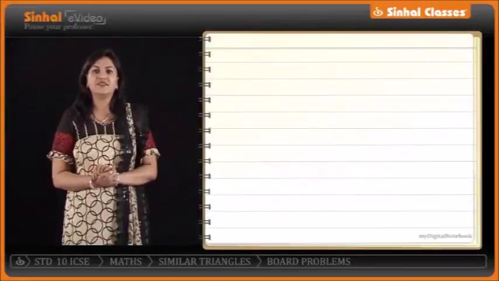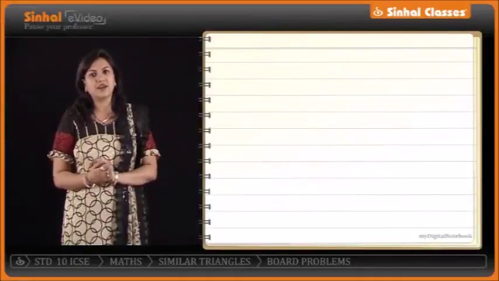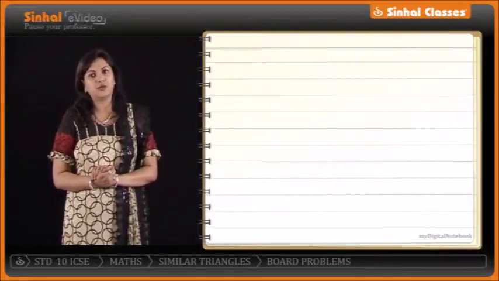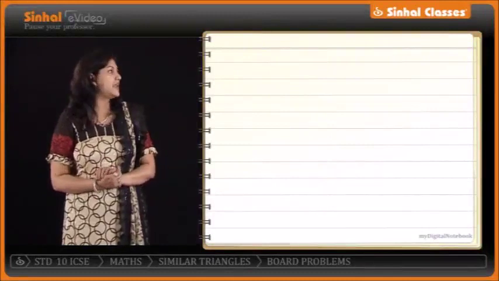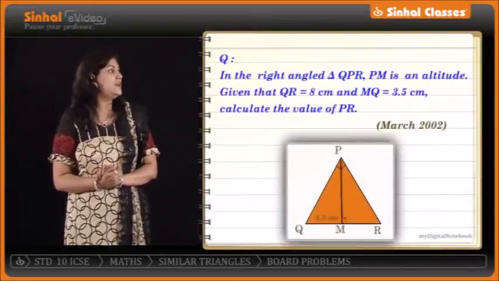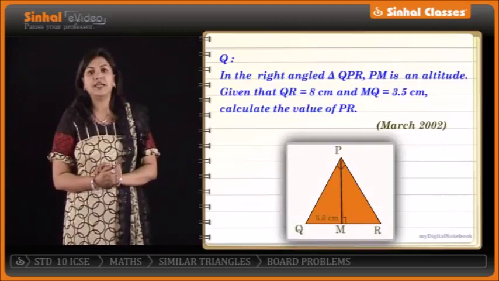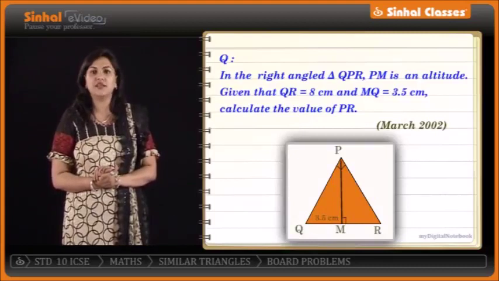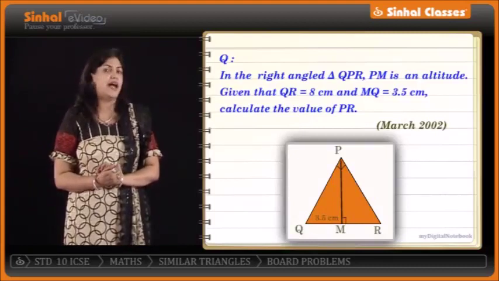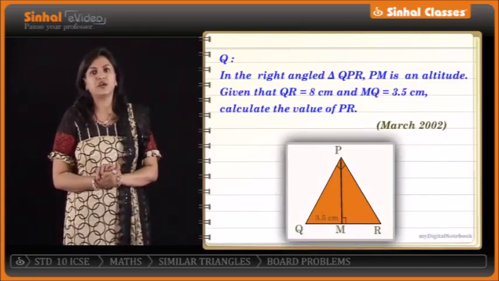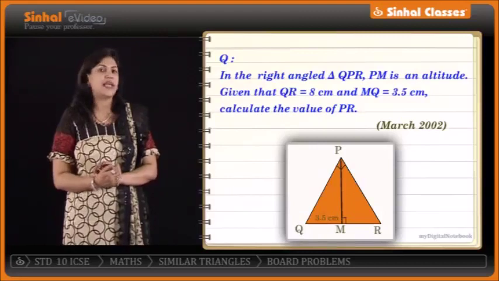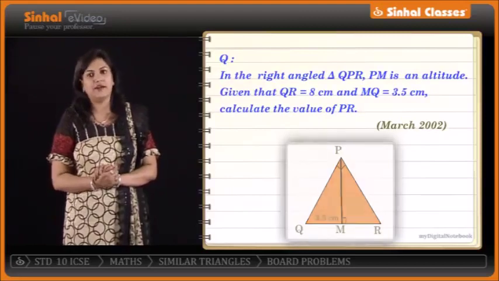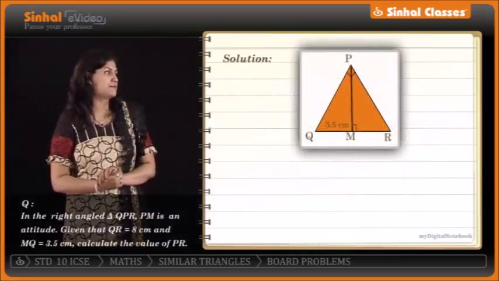Now let's solve some board problems. We start with the March 2002 board question, which says, in the right angle triangle QPR, PM is the altitude, given that QR is equal to 8 cm and MQ is equal to 3.5 cm, calculate the value of PR. We are given the figure.